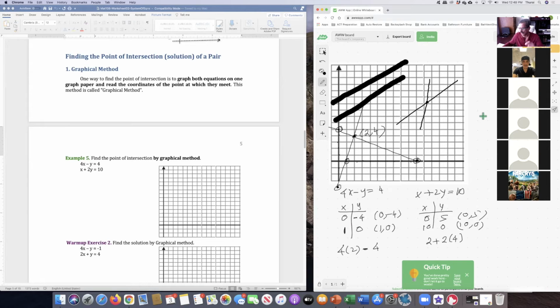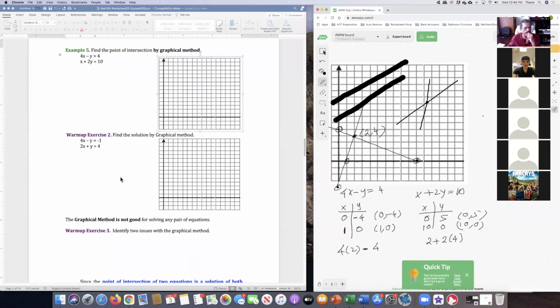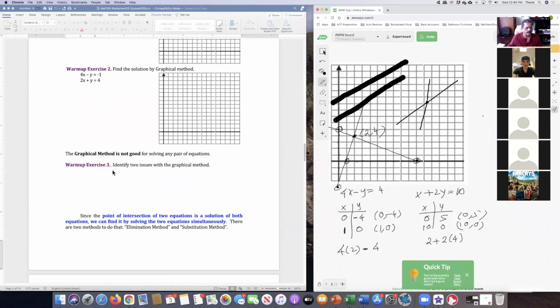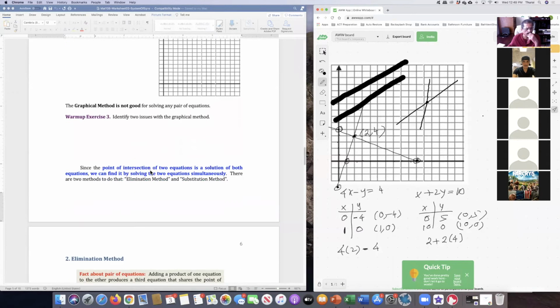But I will still give you problems on homework. You still have to know these methods. There will be problems on the homework. There will be problems on the test, asking you to do the problem by graphical method. Now, we don't need to do the warm-up exercise there. I'm sure you understood from my work. We just did this warm-up exercise 3.